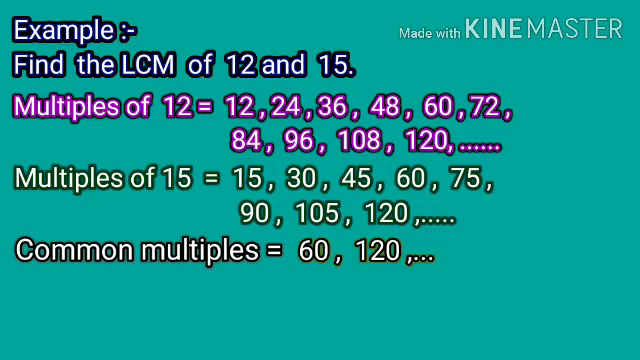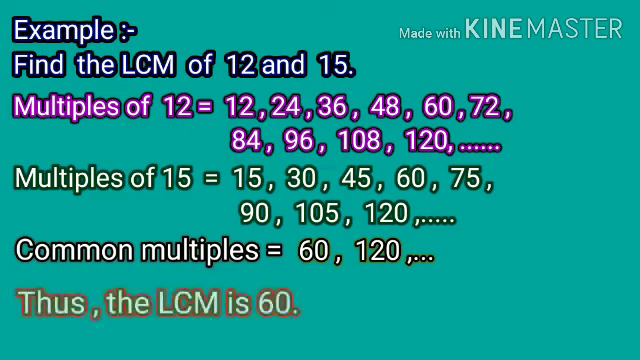Okay. So, thus, the LCM is what? Common multiples are 60 and 120. In these common multiples, what is the least, or smallest? Then 60. So the LCM is 60. Okay. LCM is 60.